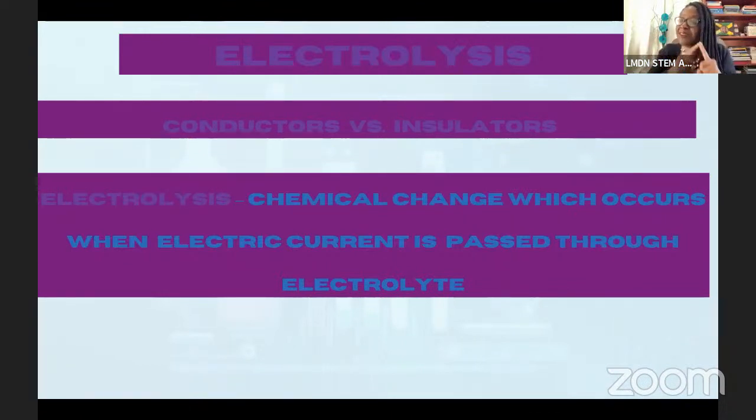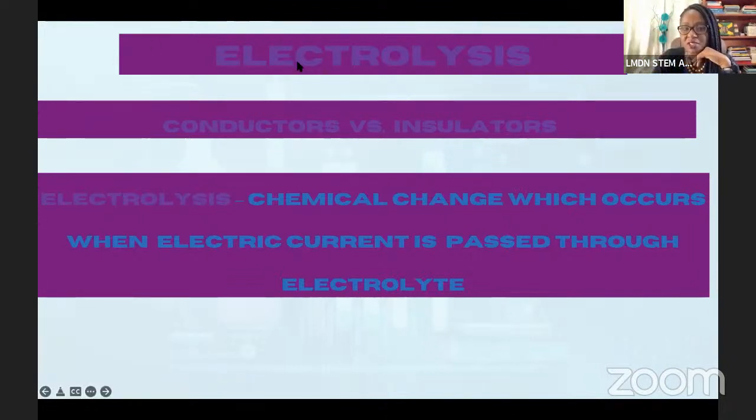Okay, it can have the charged particles, but are they mobile? Can they move? Because they have to be able to move for that conduction to take place. You can have charged particles, but can't do a thing because the charged species are fixed. They can't move, okay? So just keep that in mind when you think about conduction.